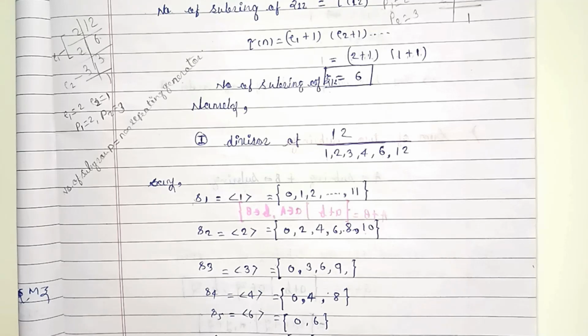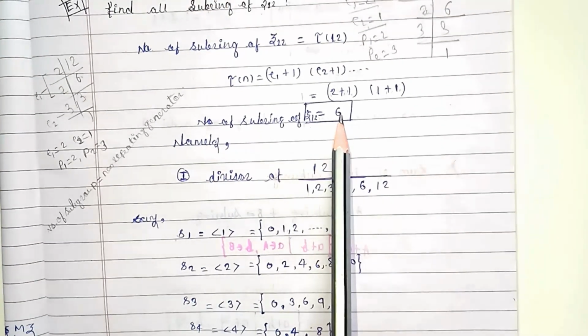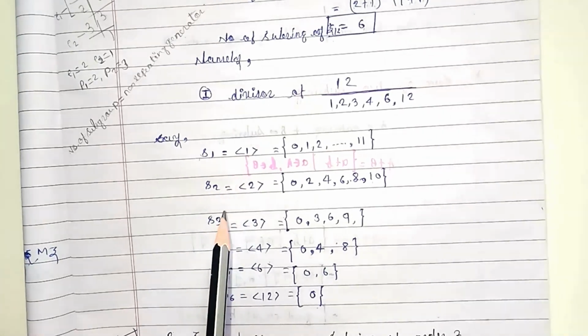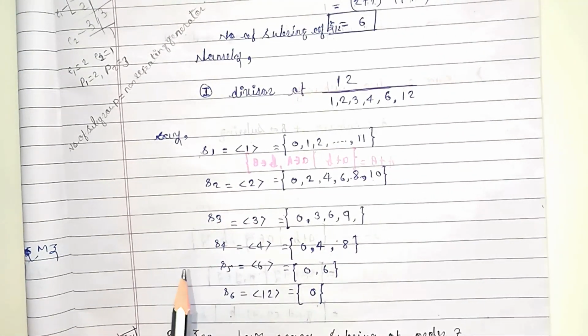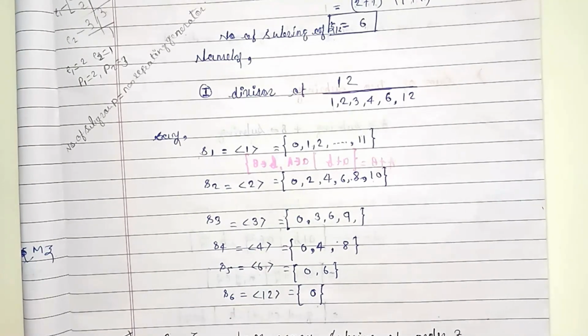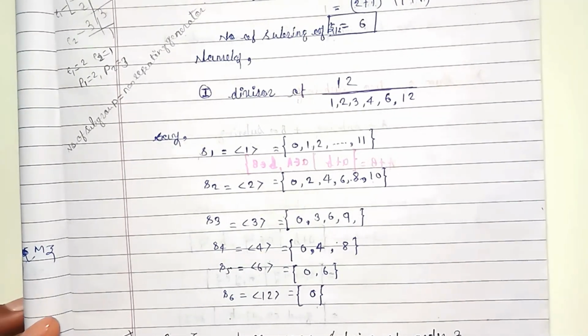So how many subrings did we get here? A total of 6, namely S1 generated by 1, S2 generated by 2, S3 by 3, S4 by 4, S5 by 6, and S6 by 12. These are all the subrings of our ring Z12. Similarly, let's find them for some other element.